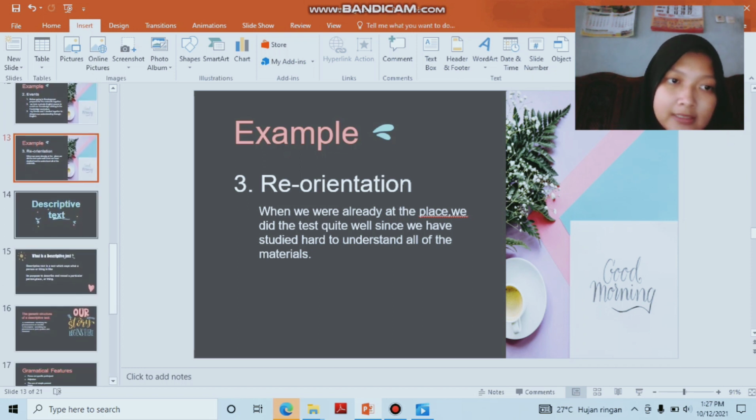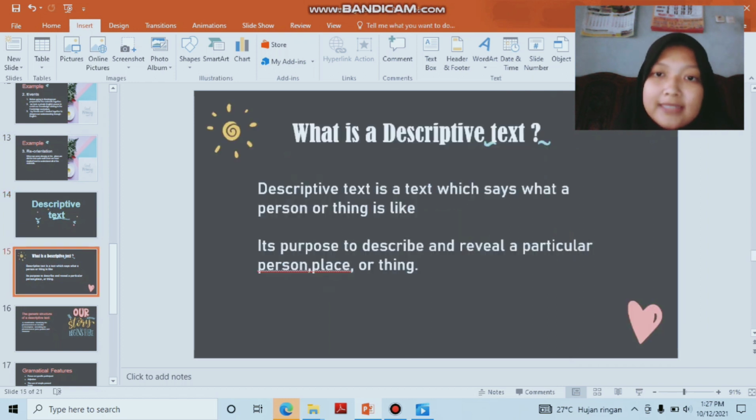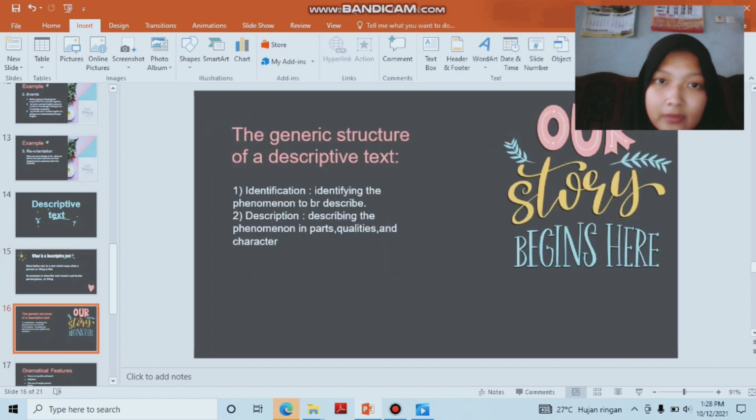So the next is descriptive text. What is descriptive text? Descriptive text is a text which says what a person or thing is like. Its purpose is to describe or reveal a particular person, place, or thing. The generic structure of descriptive text is 1. Identification, identifying the phenomenon to describe. And the second is description, describing the phenomenon in parts, quality, and the character.